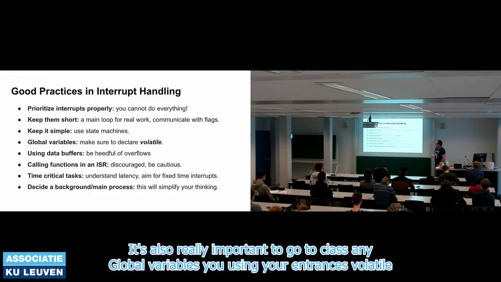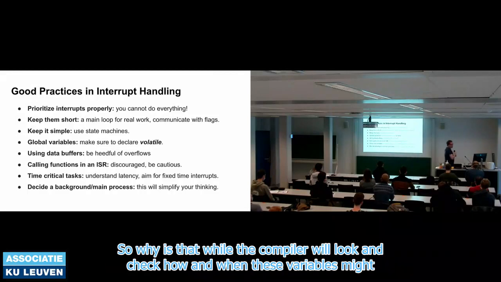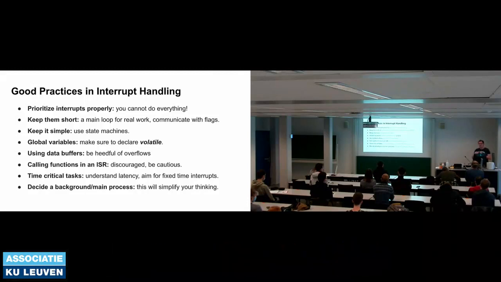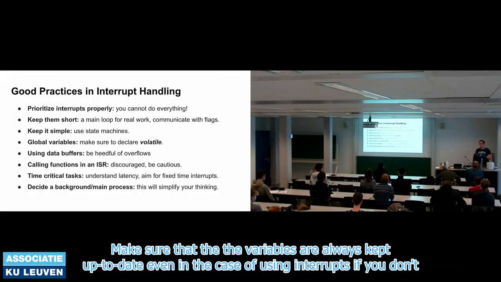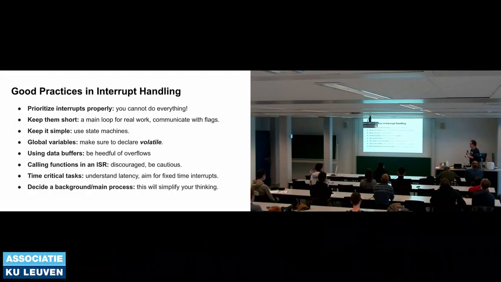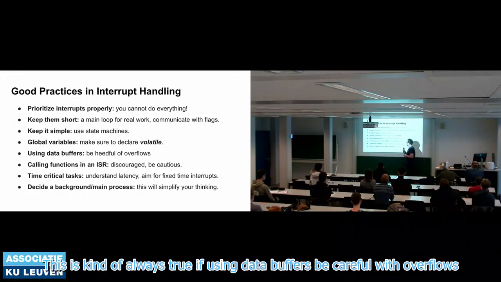Yes, it's also really important to declare any global variables that you're using in your interrupt as volatile. So why is that? Well, the compiler will look and check how and when these variables might be updated. But the compiler doesn't understand your interrupts. So if you tag them volatile, that makes sure that the variables are always kept up to date, even in the case of using interrupts. If you don't, then they won't necessarily be, and you can end up with strange results. This is kind of always true. If you're using data buffers, be careful with overflows.